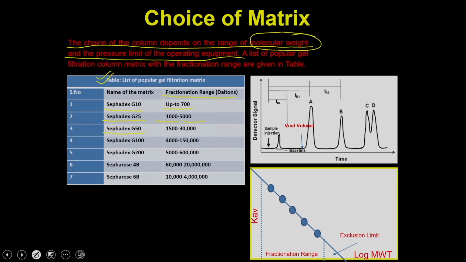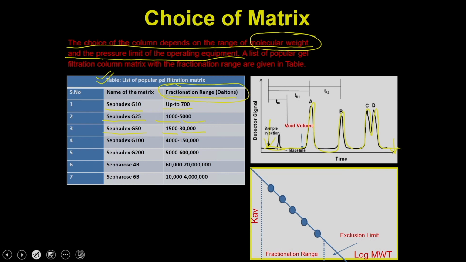Then you have Sephadex G50, which goes from 1500 to 30,000 Daltons. Now the question comes: what do you mean by the fractionation range? If you see the elution profiles of different types of proteins from a gel filtration column, you will see that you have injected the sample and then it travels, and then you see a baseline, and then the proteins are eluted from this column at regular intervals, and ultimately this is the end of the column.